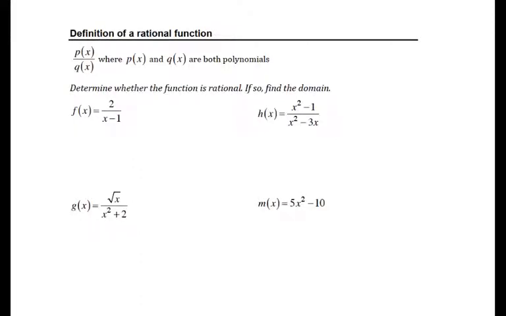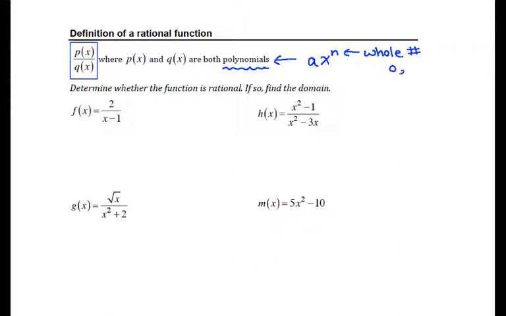The definition of a rational function is that it is a ratio of two polynomials. Therefore, it is something of the form p of x over q of x, where p of x and q of x both satisfy the definition of a polynomial. Remember that a polynomial is a sum of terms of the form ax to the n, where n must be a whole number. That's the main restriction that we have on the definition of a polynomial.